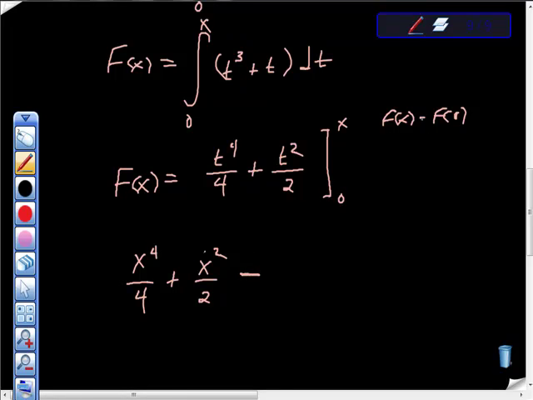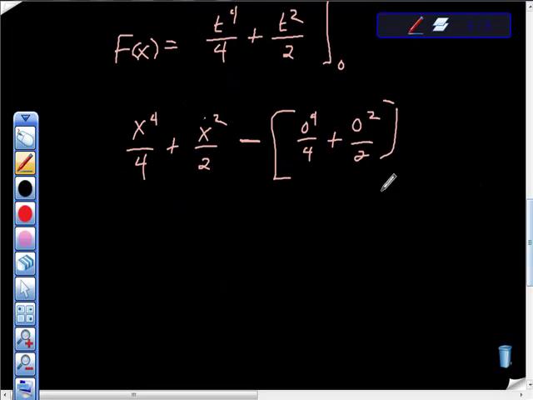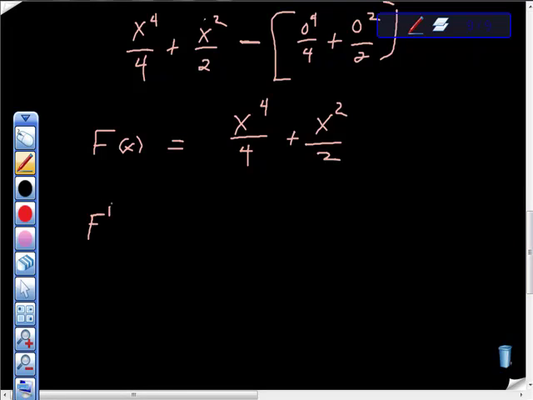Now I'm using the fundamental theorem, so this negative sign is this one, and then 0. I get 0 to the 4th over 4 plus 0 squared over 2. This all equals 0, doesn't it? So my F of x in this case is equal to x to the 4th over 4 plus x squared over 2. Remember, we're asked to take f prime, so I'm going to take my f prime. F prime at x is, the power is 4, so it would be x cubed plus x, isn't it? X cubed plus x is my derivative here.